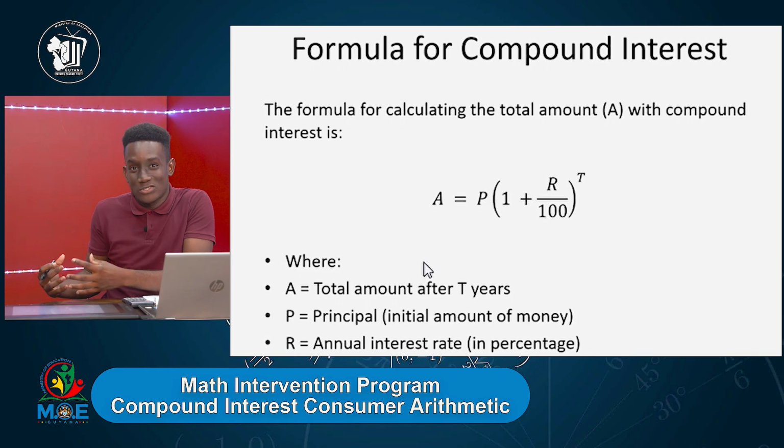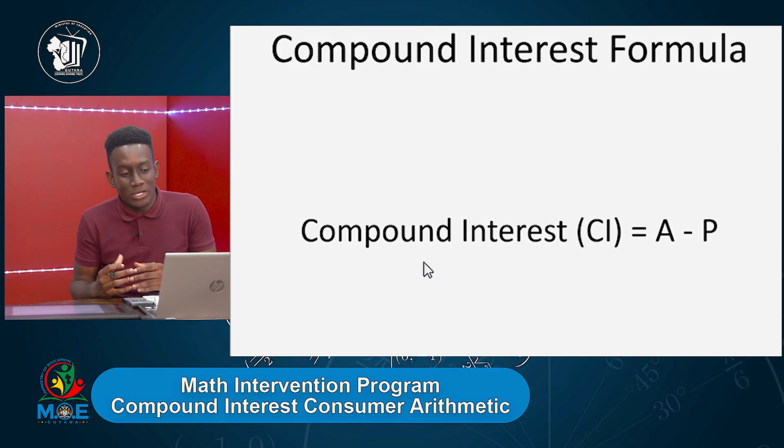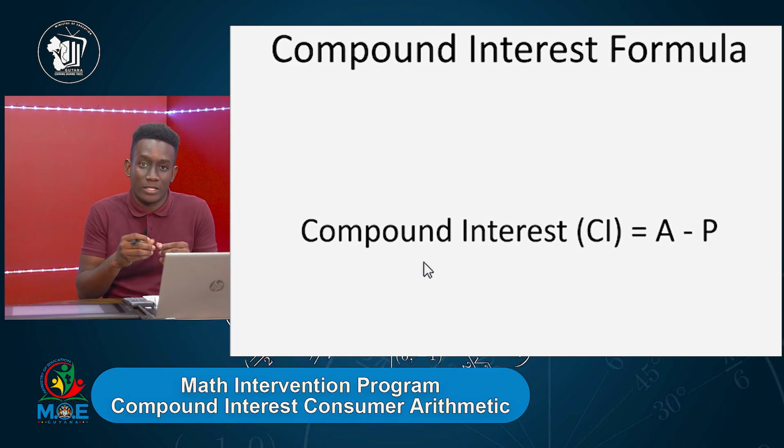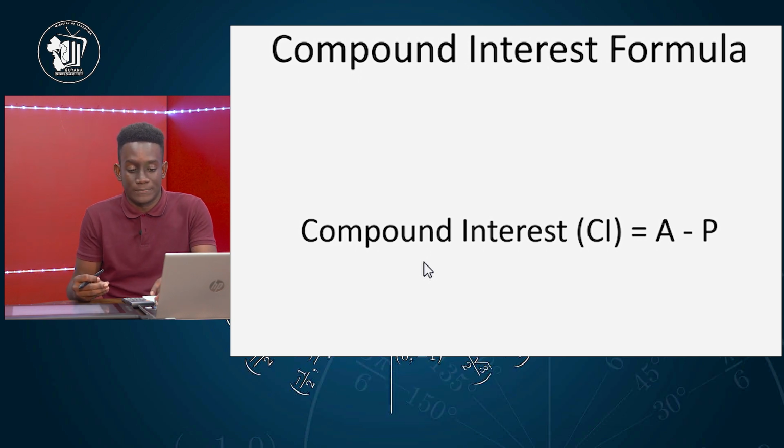Remember, interest is the extra money. So if you want to find compound interest, you just subtract the principal, which is the money that you borrow, from the amount, which is the money that you have to pay back. So that was a mouthful. Now let's look at an example to put this into action.